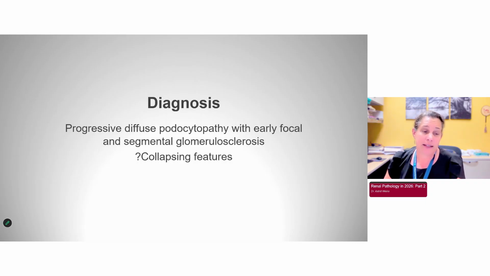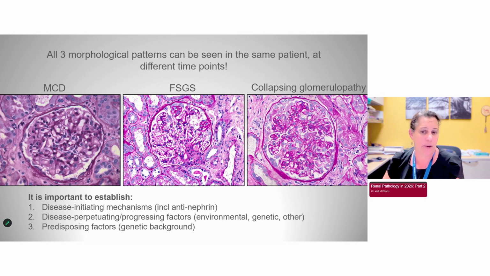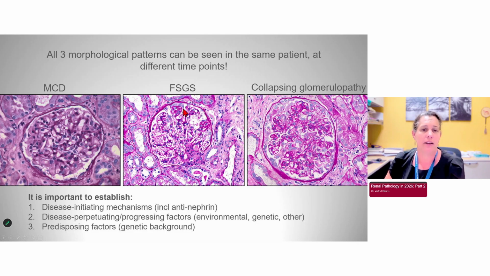So this is still a diffuse podocytopathy, which is progressive and shows some features of podocyte loss followed by early focal and segmental glomerulosclerosis. And there might be even some collapsing features in this patient. And this is just to show you that there is this continuum of morphologic patterns that we can see even in the same patient. We can see normal looking glomeruli that have features of minimal change disease.